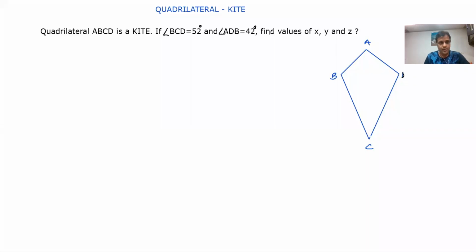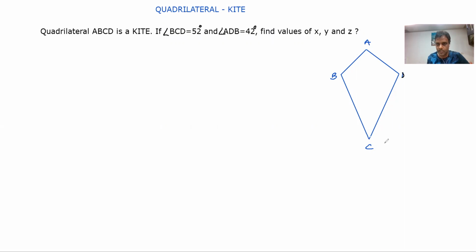Hi students, today we are going to talk about quadrilaterals, and within that we will be talking about a new shape called a kite. We have already discussed parallelogram, rhombus, trapezium. We are going to talk about kite today. Now, a kite looks like a kite, right?